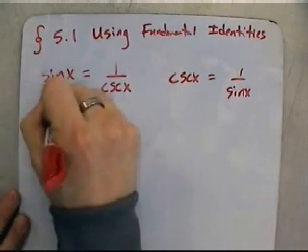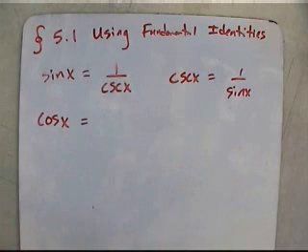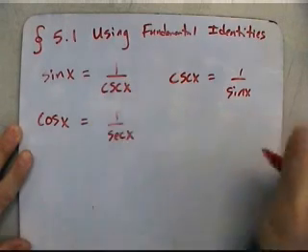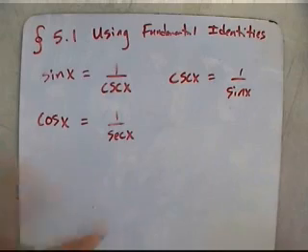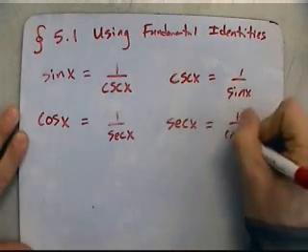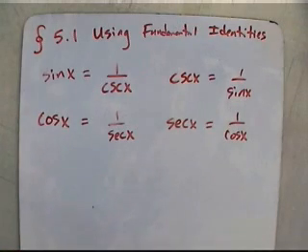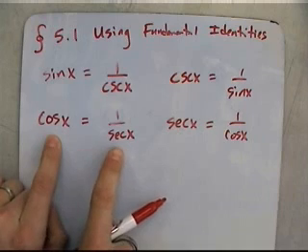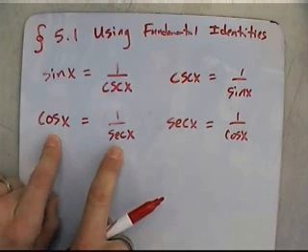Now the cosine of x: you think about the other function that goes with it when graphing, and that would be the secant. So cosine of x equals 1 over the secant of x. And we can do the same on the other side: the secant of x equals 1 over the cosine of x. Once again, I match those up based on which one goes with what as far as the graphs go.